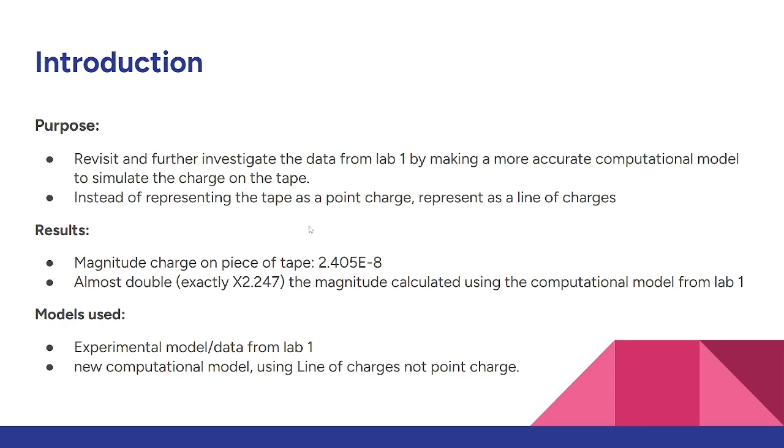Alright, so the introduction. The purpose of this lab was to revisit and further investigate the data from Lab 1 by making a more accurate computational model to simulate the charge on the tape. Instead of representing the tape as a point charge, we decided to represent it by a line of charges. The result was that the magnitude of the charge on the piece of tape was 2.4 e to the negative 8, almost double, well, exactly 2.24 times the magnitude calculated using the computational model from Lab 1. The models used here were the experimental model and data from Lab 1, and the new computational data using line charges, not the point charge.